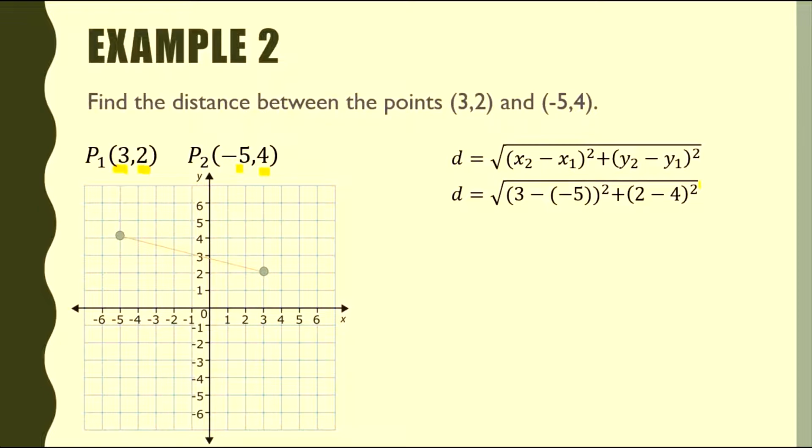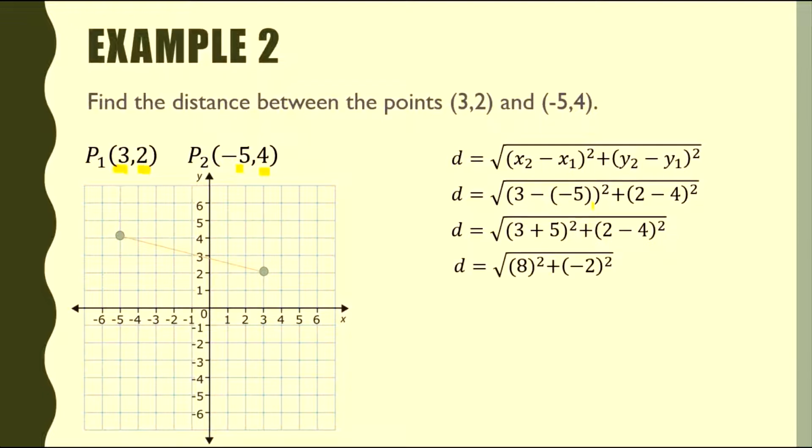Next is to simplify everything inside the parentheses. So 3 minus negative 5 becomes 3 plus 5. Now perform the operation 3 plus 5 and 2 minus 4. 3 plus 5 is 8 and 2 minus 4 is negative 2. Next is perform operations involving the exponents. And that becomes square root of 64 plus 4. Simplifying 64 and 4, you will get square root of 68.